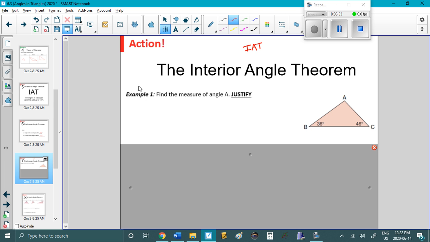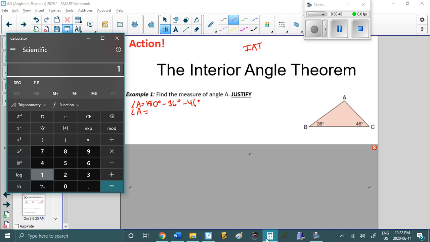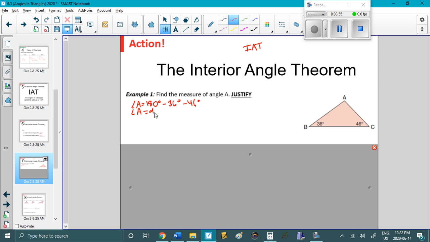All right, so this is a 3-mark question. So angle A equals, the first thing I do is I show my calculation. I start with 180 and I subtract the other two angles. And angle A is going to be 180 minus 36 minus 46, and I get 98 degrees, which was the name of a sweet boy band back in the 90s or early 2000s. Check it out. And then I'm going to say by IAT.